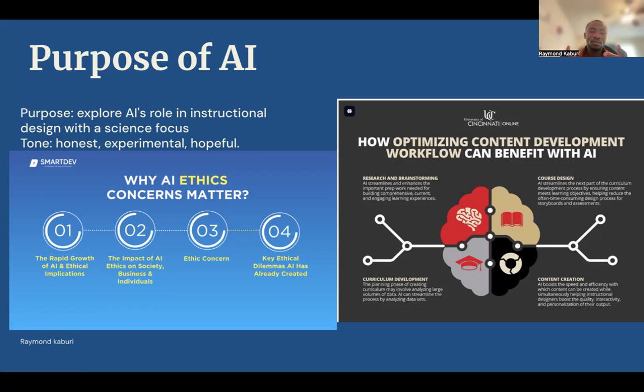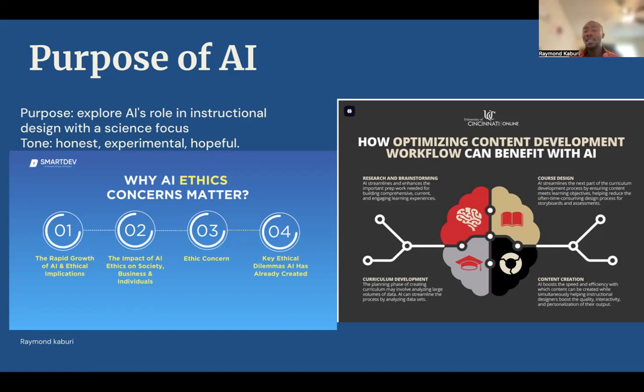Number two, why the ethics of AI is of great concern is that the impact of AI ethics on society and business is huge. It doesn't only impact you as an individual, but it has impact on individuals, society, business, and the world at large. So it is something that we must regulate and make sure is used ethically, so that we do not misuse it. That may bring a lot of negative effects in the near future.